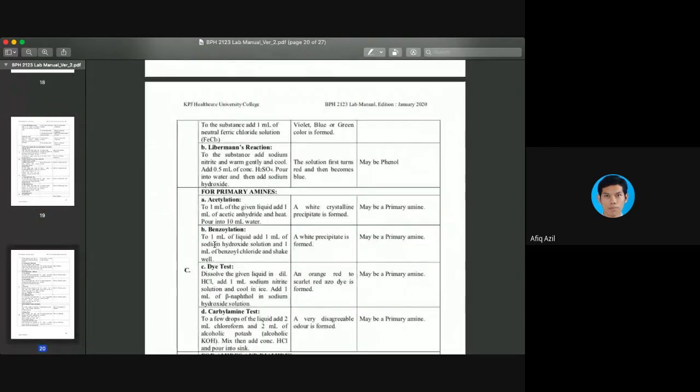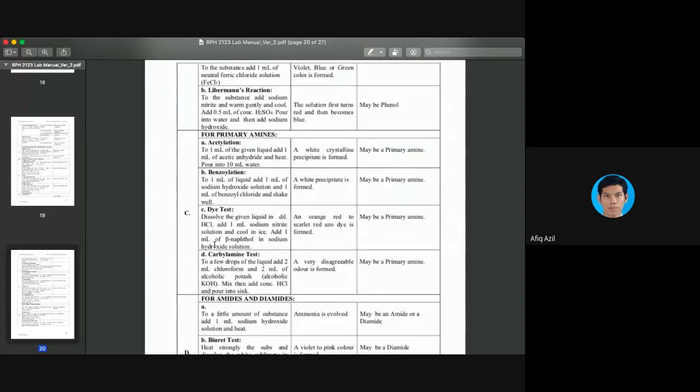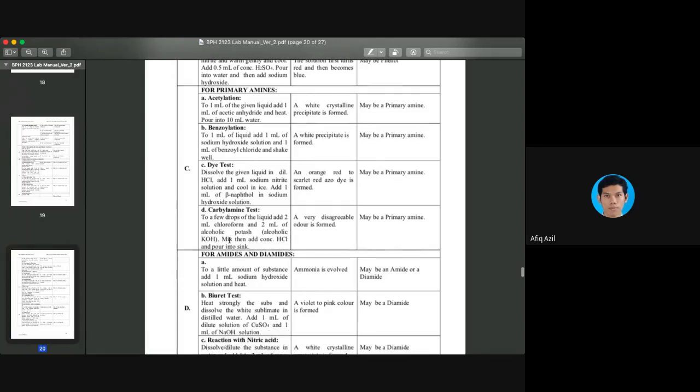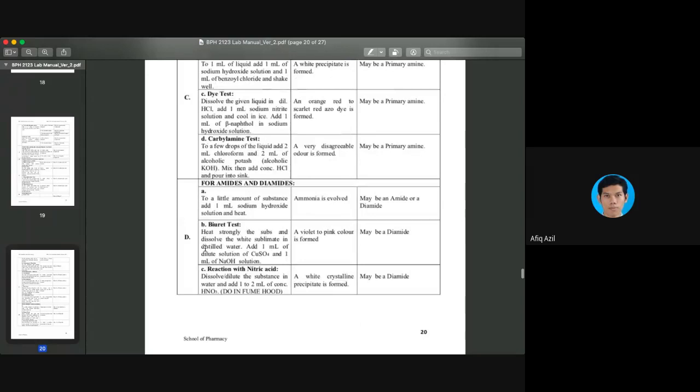Okay, and the third functional group that you will be testing is the primary amine. There are 4 tests, which are acetylation, benzoylation, the dye test, and carbylamine. And lastly, this is actually a carboxylic acid substituent, C double bond O N, for amide. So there are 3 tests.